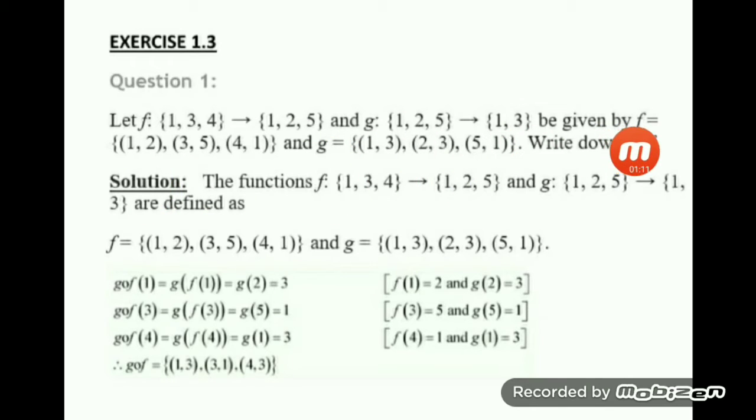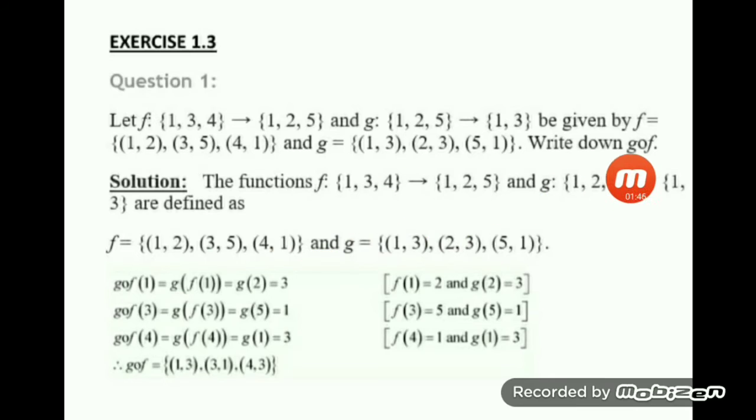So f is a function. It contains these elements. What does it mean? The first ordered pair (1, 2) means 1 is related to 2. That means the image of 1 is 2, the image of 3 is 5, the image of 4 is 1. And in the function g, the image of 1 is 3, of 2 is 3, and of 5 is 1. We have to find gof. So I am writing the functions with the help of a figure also. First write down the given things, the functions with the domain, the codomain and the elements present in the function.